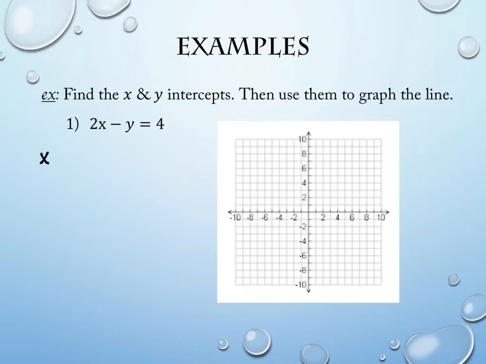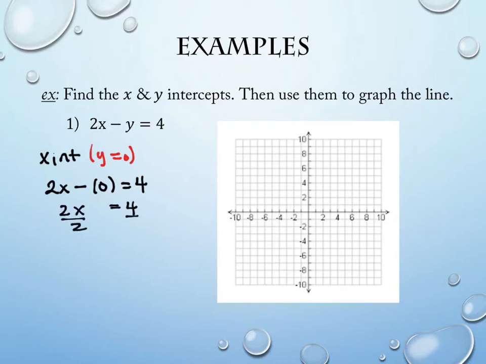Our x-intercept is when y is equal to 0. So we're going to take 2x and we'll replace y with 0. That will end up giving us 2x equals 4. If we divide by 2, x is equal to 2. And of course, looking at the homework and things from last time, you remember that that is the ordered pair 2, 0. Okay, nothing new on that problem.